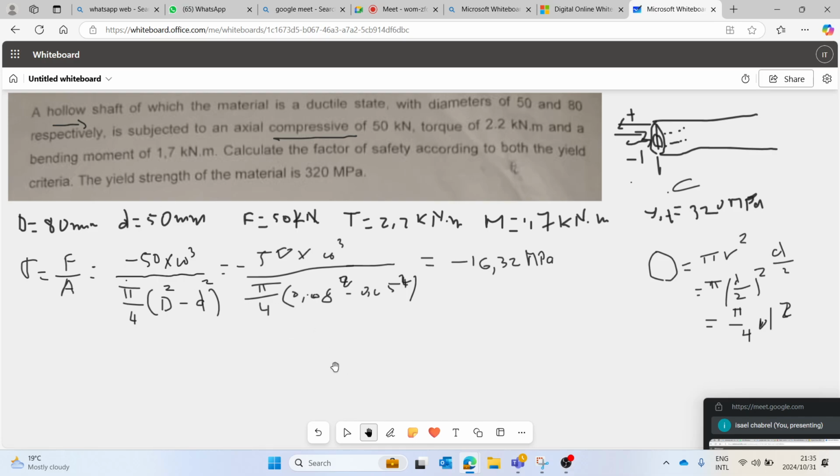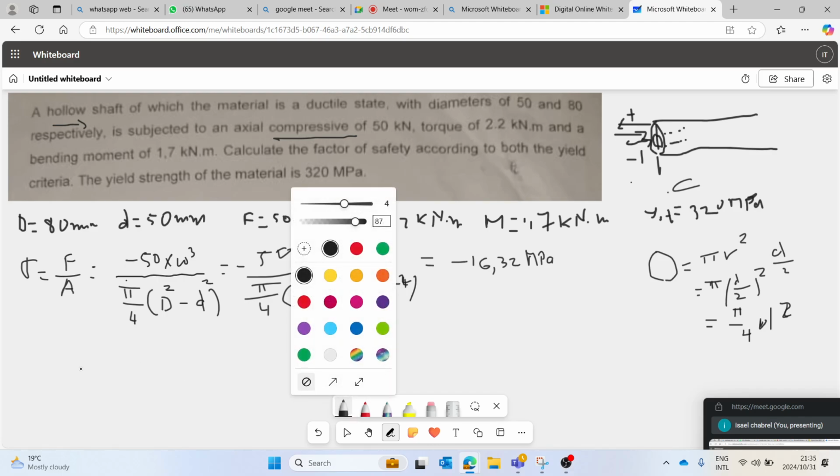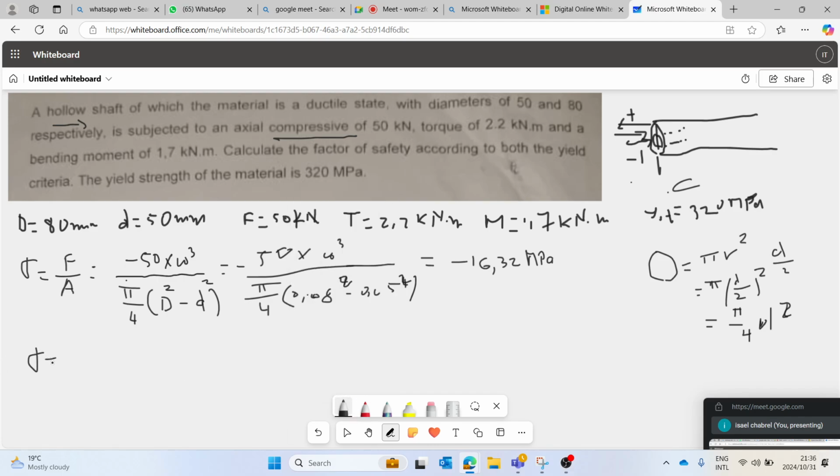The bending moment created by this rho is equal to My over I. This is really, really important. What is M? M is the bending moment. It is 1.7 times 10 to 3. Now, what is y? Y is more or less like your radius.